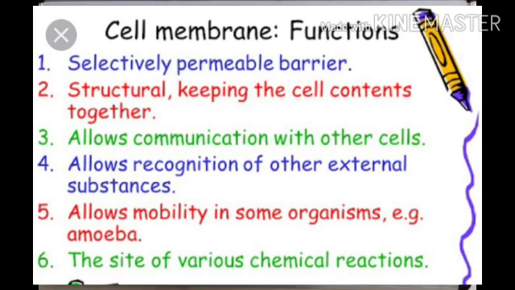Being the outermost membrane, it protects the cell, and especially in animal cells, it gives shape to the cell also. It is semi-permeable in nature, meaning it allows certain materials to move in, like water molecules, but it blocks most of the other molecules.